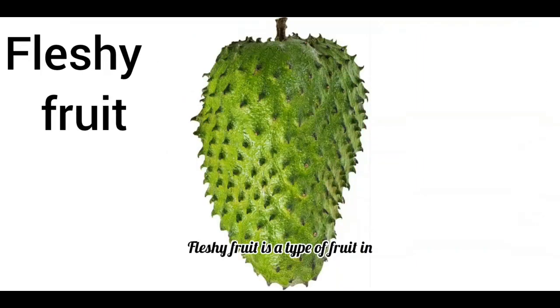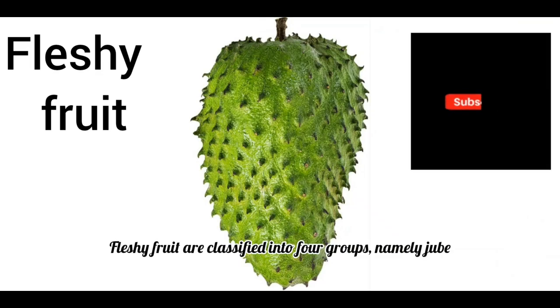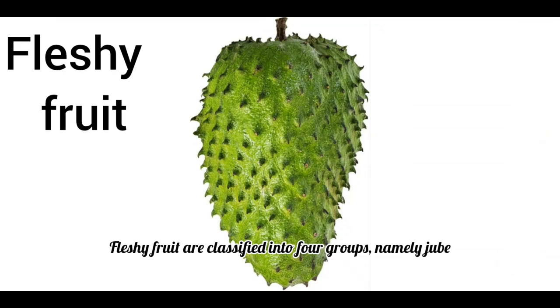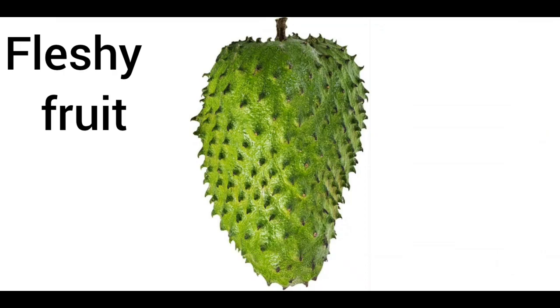A fleshy fruit is a type of fruit in which the whole pericarp, or at least one of its layers, is thick, soft, and succulent, especially when it is ripe. It could be the epicarp, it could be the mesocarp, or even the endocarp. Fleshy fruits are classified into 4 groups, namely drupe, berry, sorosis, and pome.